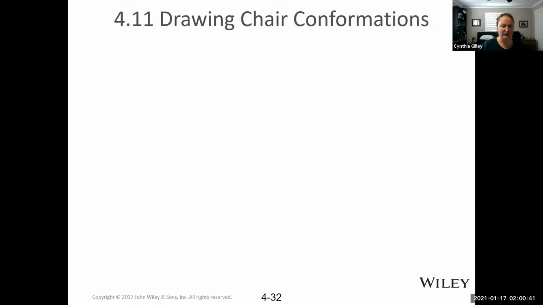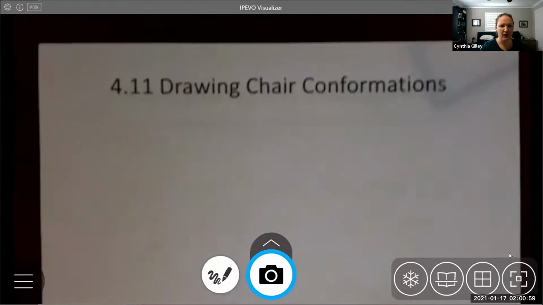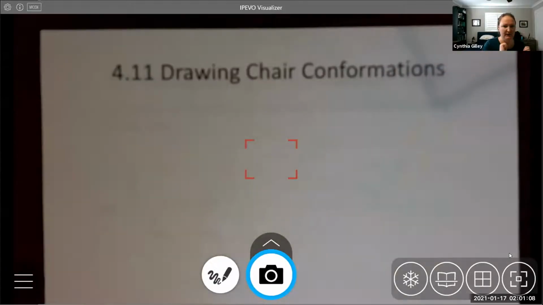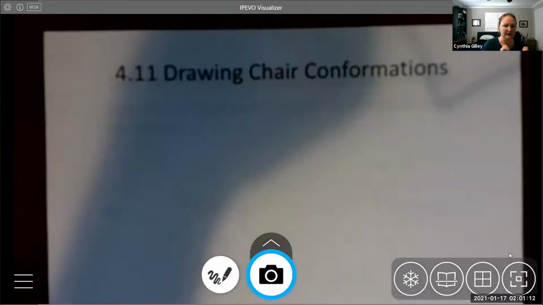Okay, I actually just have a blank slide for drawing chair conformations, because it's easier for me to just freehand draw chair conformations, just as a little review for you guys. Okay, so let's go ahead and draw in some, let's see if I can get this, a little blurry.